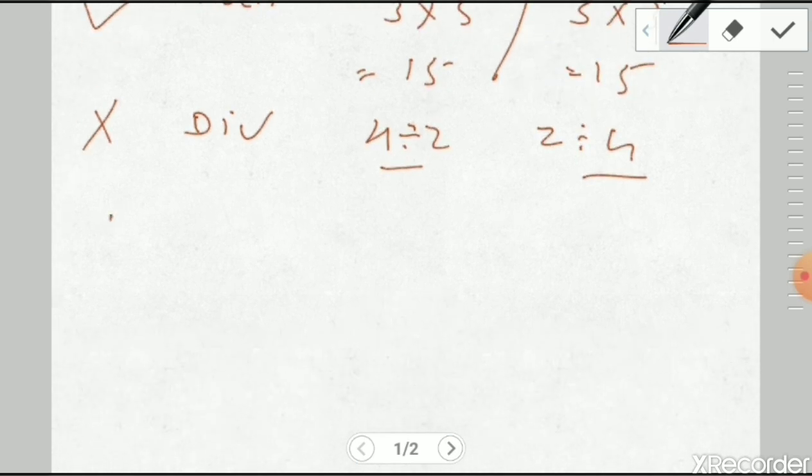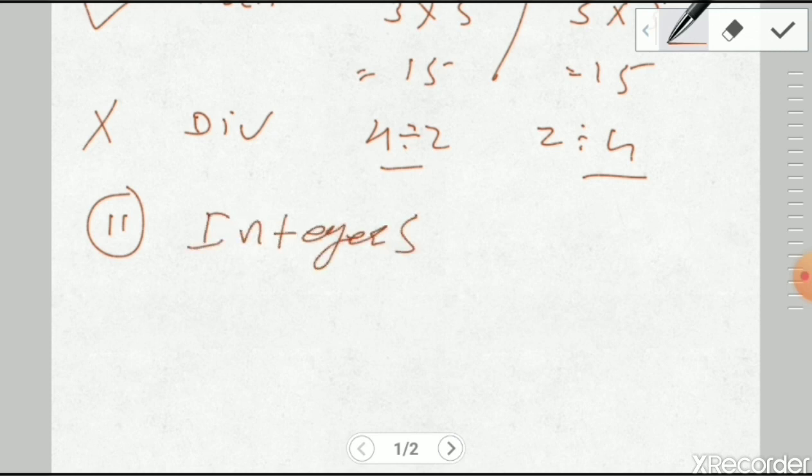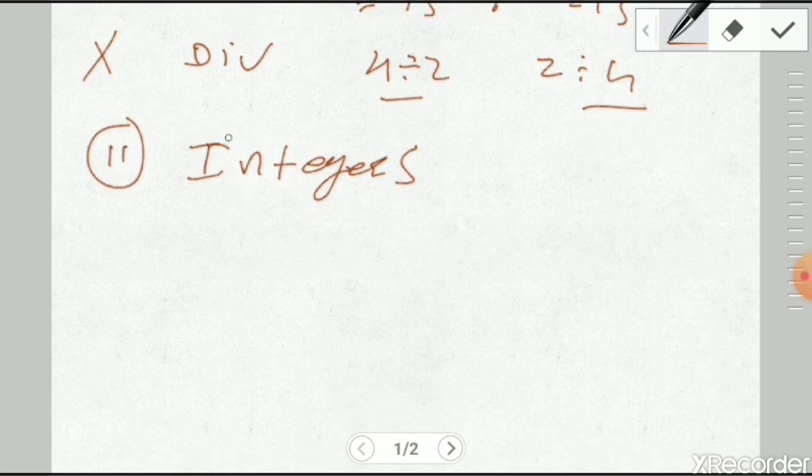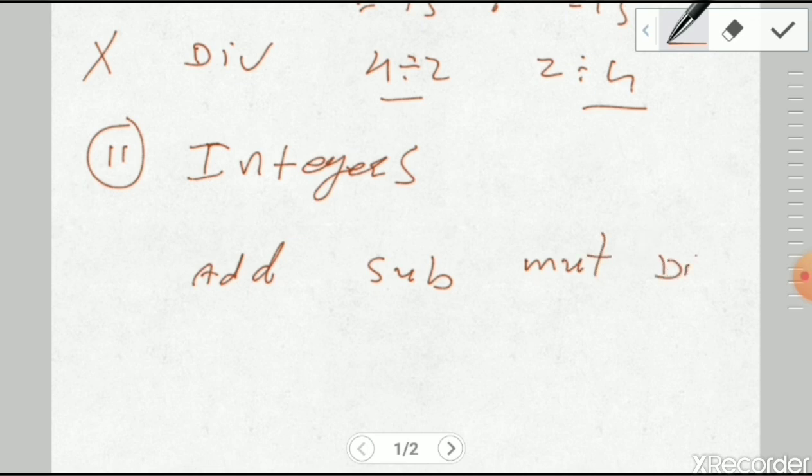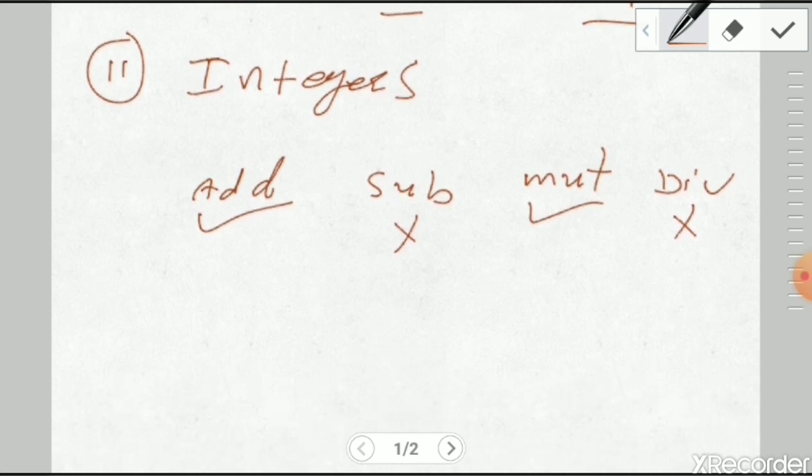Same for integers, we can perform the same task: addition, subtraction, multiplication and division. Here also we can say that it is commutative for addition and multiplication but not for subtraction and division. You can check that with the same operations as we performed for whole numbers.